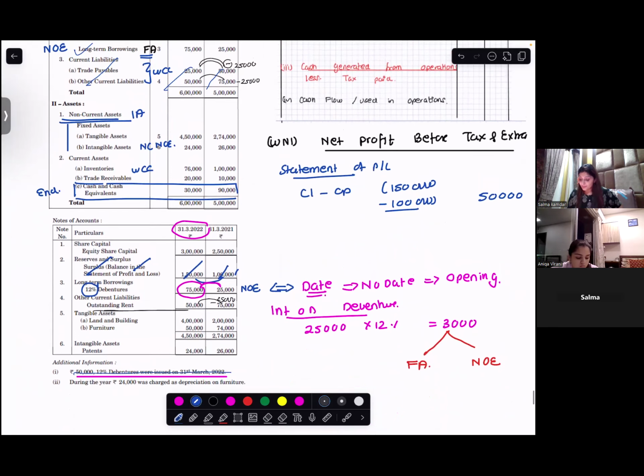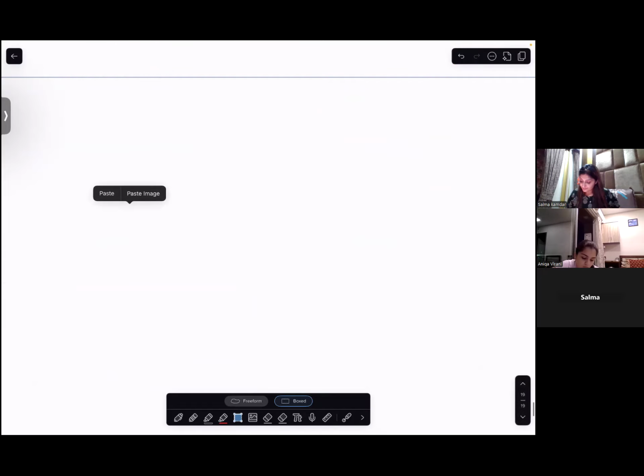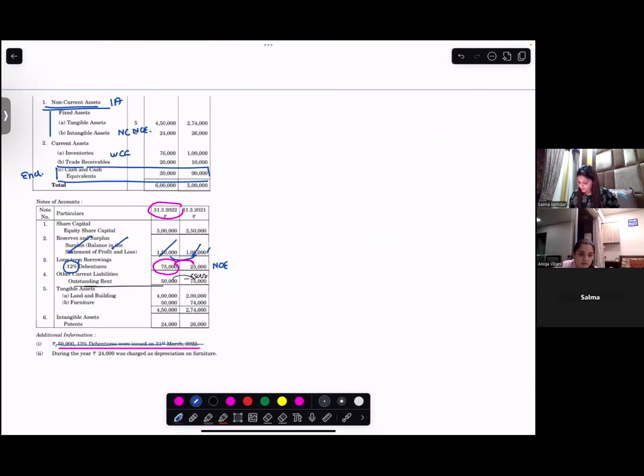Investing activity. Whenever I have anything related to non-current asset, I will always check how many things. You check if your intangible assets are goodwill or patents. Non-current assets, always four things. What are those four things? Assets purchased or sold, depreciation, profit or loss for sold assets.